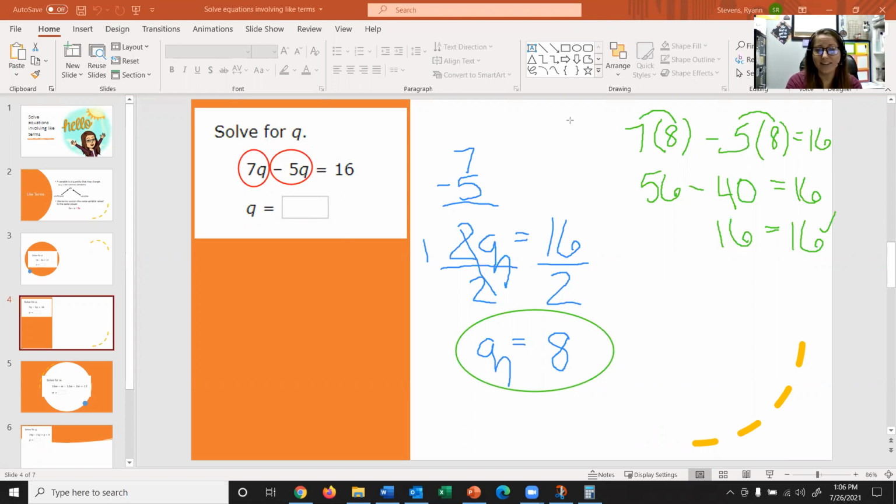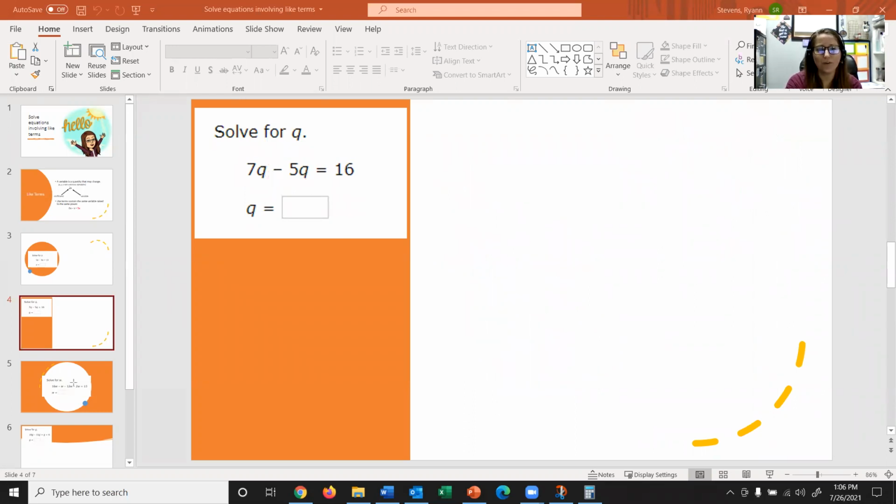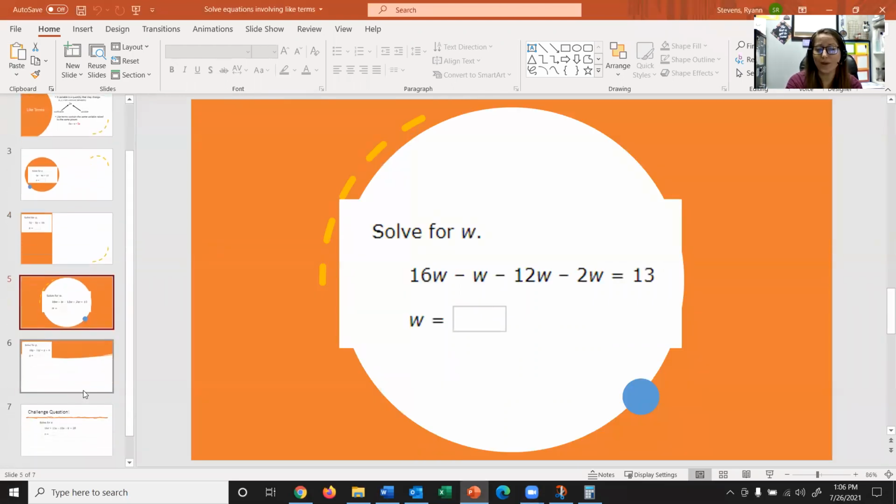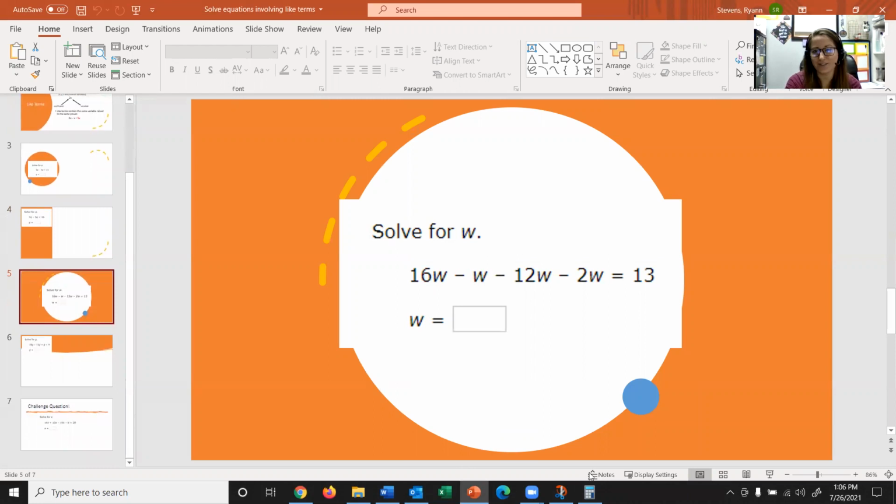Take a look at another example. So we're going to move on to the next slide. And some of these examples are going to be a little bit more challenging than the others. As we can see in this case, we have a lot of variables here, and that's okay. The main point of this is just to solve for W. And we're going to make this look a lot nicer by combining those like terms.